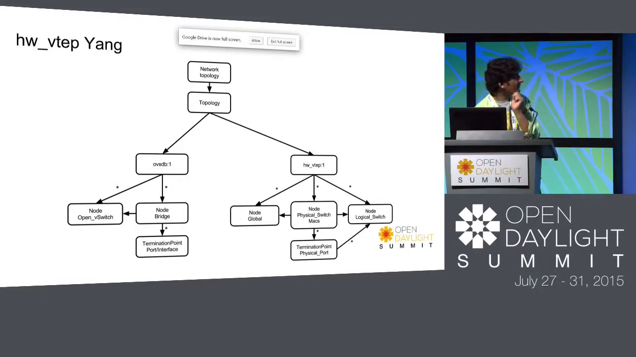Physical port, logical switch we kind of discussed. Physical switch Macs is the MAC addresses, the MAC table of the different physical switches. Think of it like a MAC learning table. Similarly, there's a UCAST MAC table, which is where you learn the MACs of the VM side of it. So that would most likely be our operational data store over here.